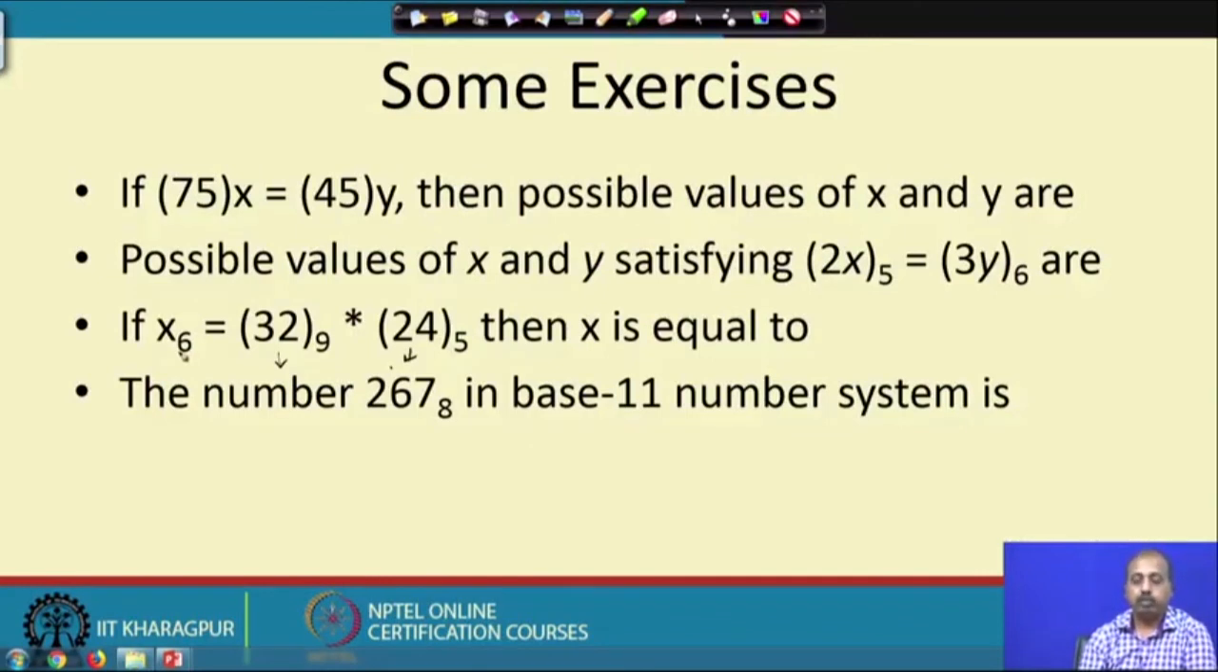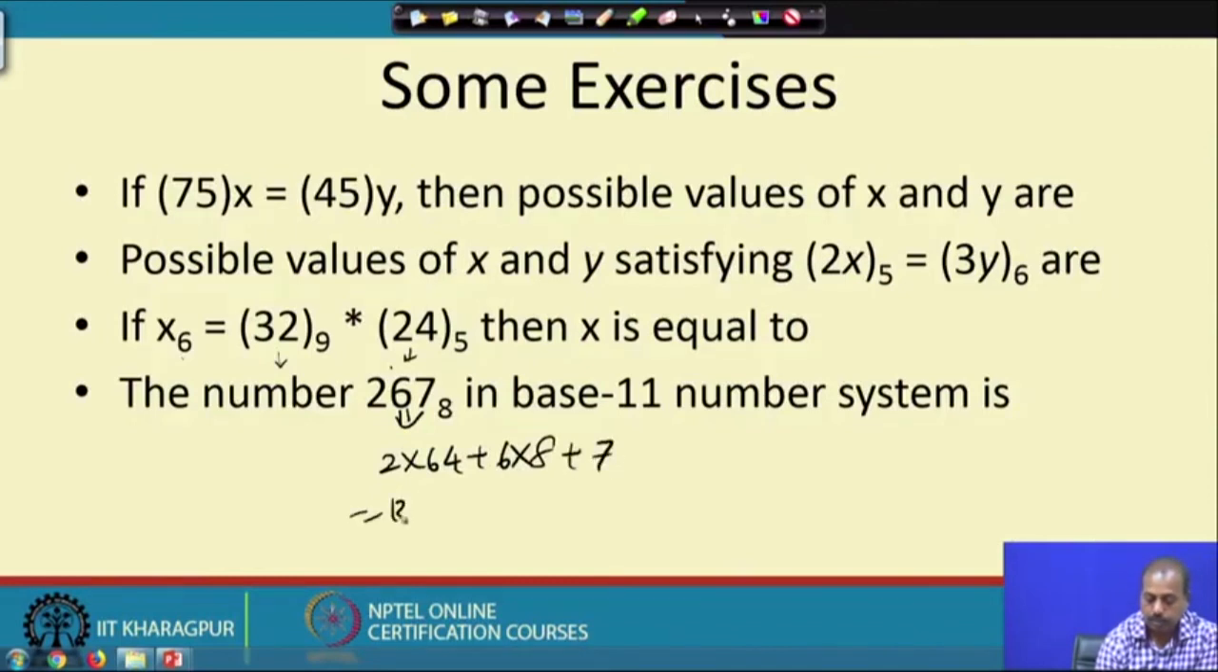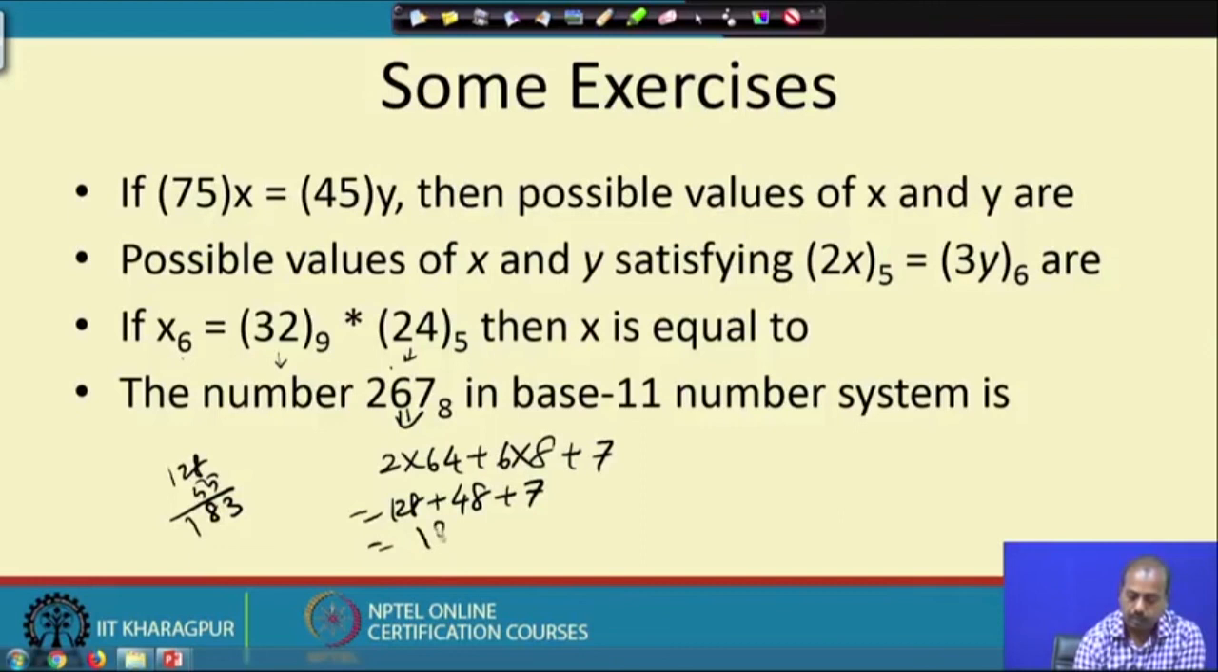Then the fourth one, this 267 to the base 8 in the base 11 number system. Here, first of all, this 267 to the base 8 has to be converted into the decimal number system. So, this is 2 into 64 plus 6 into 8 plus 7. So, that is 128 plus 48 plus 7. That is 55, so 128 plus 55 is 183. So, we get 183.